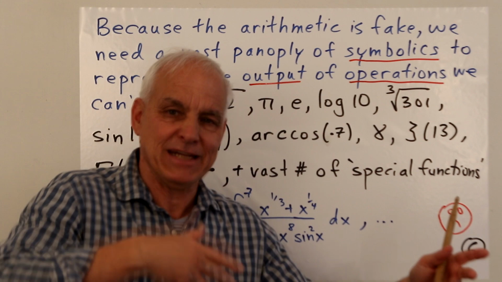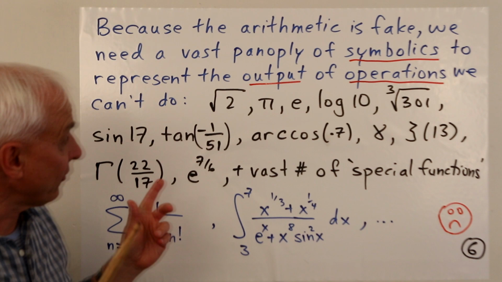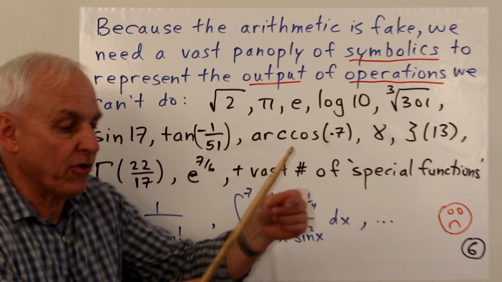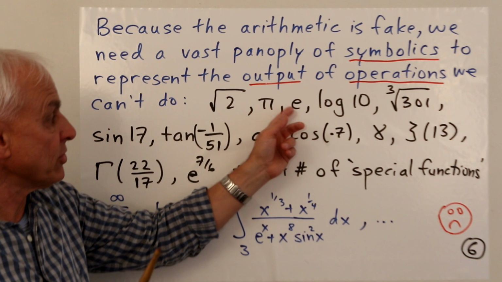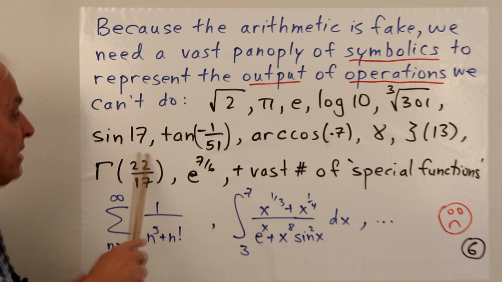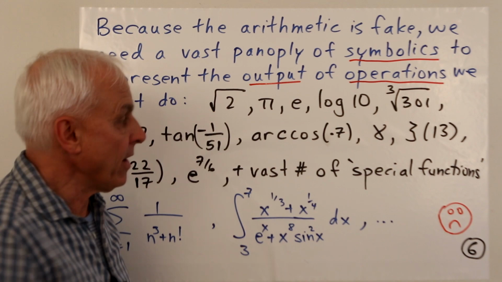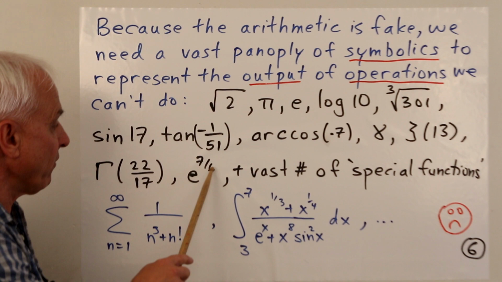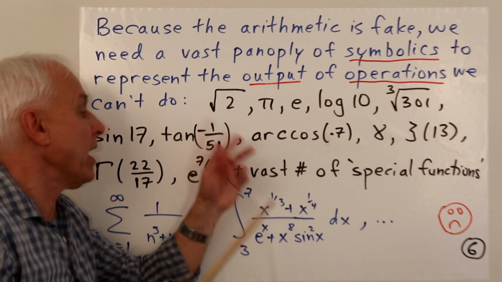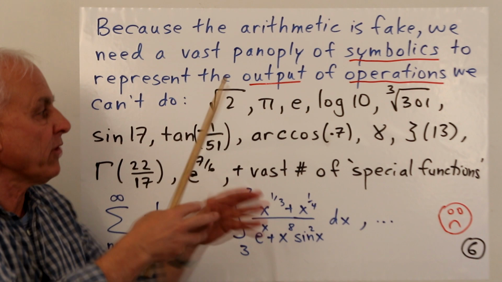So we have to invoke a whole bunch of symbolics, such as square root of 2. There's a classical algorithm for computing a square root, but it doesn't finish. But we write down this symbol pretending that we've run this algorithm to the end and achieved an output. There's pi, there's e, there's log 10, there's the cube root of 301, sine of 17, tan of minus 1 over 51, arc cosine of 0.7, gamma, that's some other special real number, zeta of 13, gamma, this is another special function, gamma of 22 over 17, e to the 7 over 6. If you're a student of mathematics, you have to ultimately learn all of these things. You have to know: I know what cosine is, I know what arc cosine is, I can say what log is. There's theories behind all of these symbols.